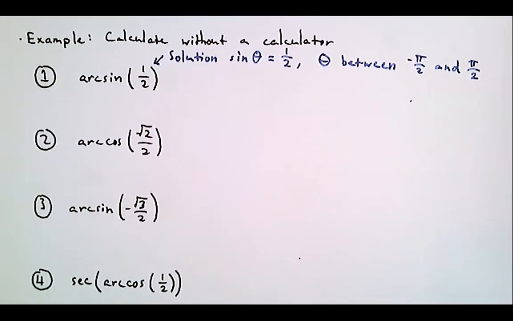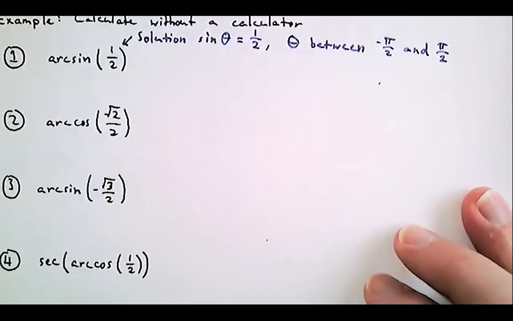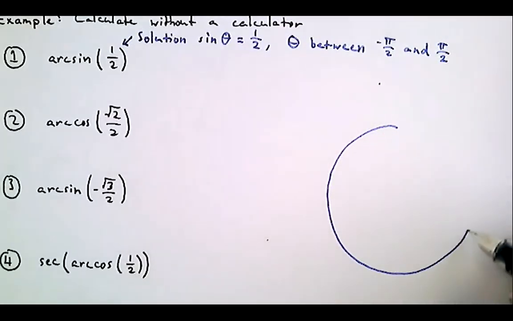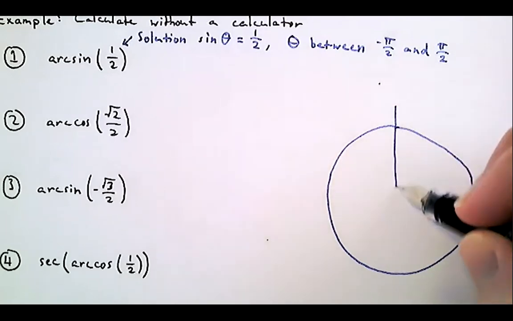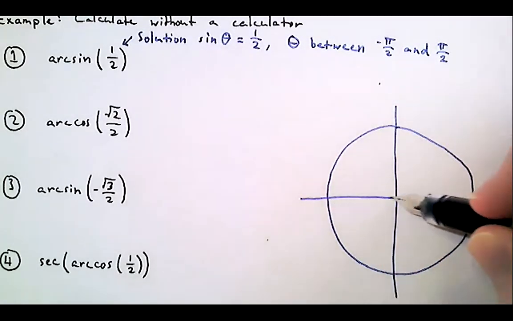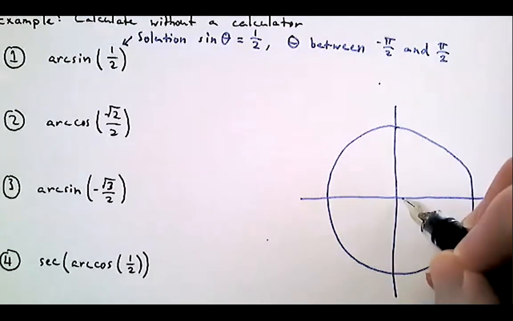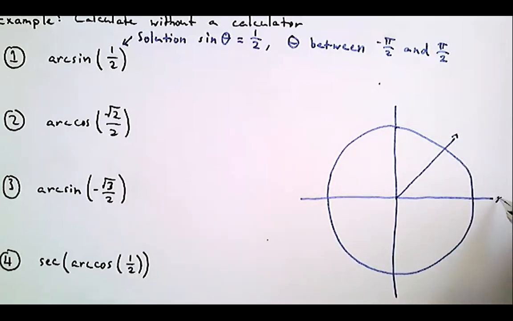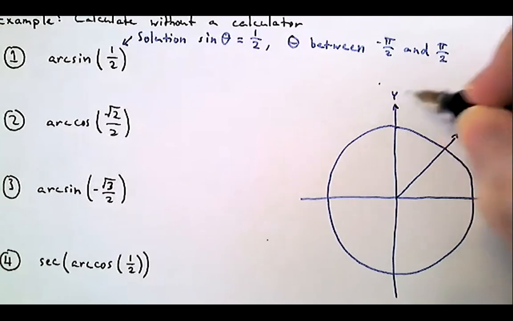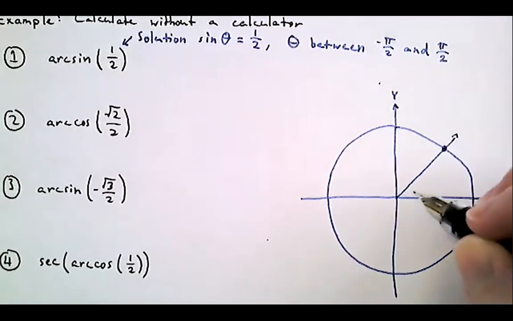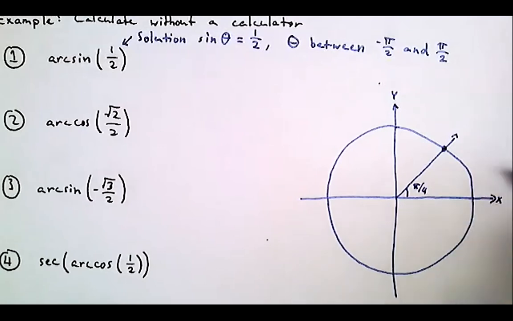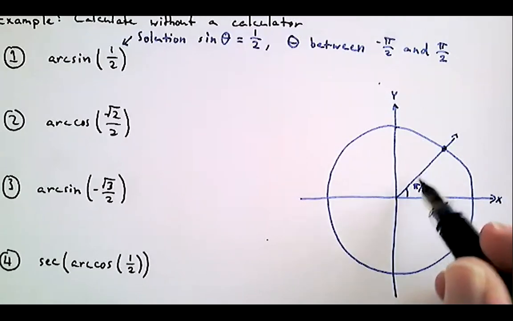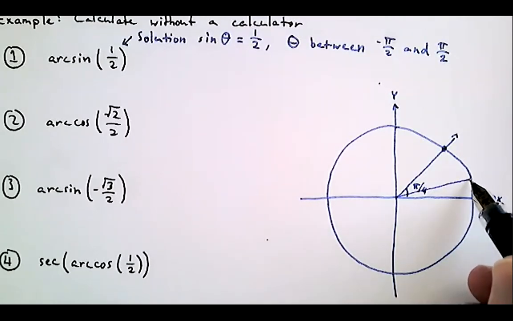Anyone? Pi/4. Okay, so pi/4, I'm just drawing a unit circle. Pi/4 would be here. Pi/6. And then pi/6 is down, let's see, it's a bit further down here somewhere.